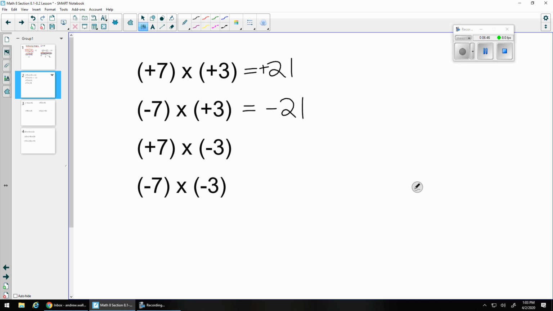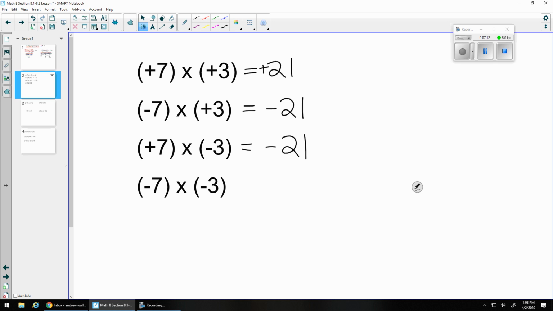If we have +7 times -3, that's sort of like saying we have 7 groups of -3. Well, if we were bringing in 7 groups of -3, we'd have -3 plus -3 plus -3 plus -3 plus -3 plus -3 plus -3. 7 groups of -3 would be -21.